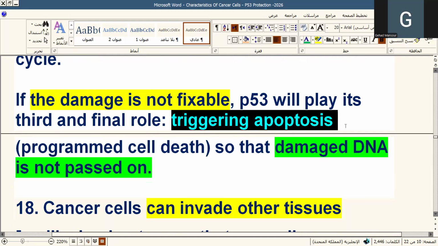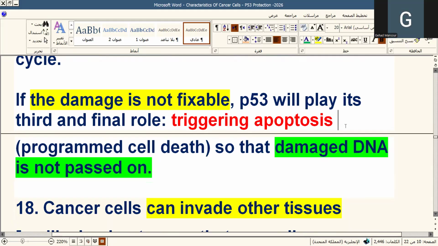It will make a very important decision that this cell should undergo suicide, which is programmed cell death. It's a very organized type of cell death to prevent the damaged DNA from being passed on to the daughter cells.